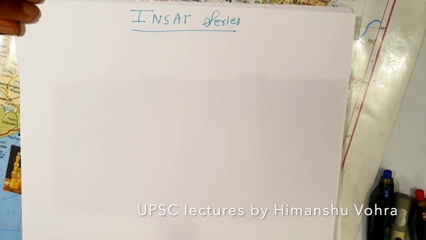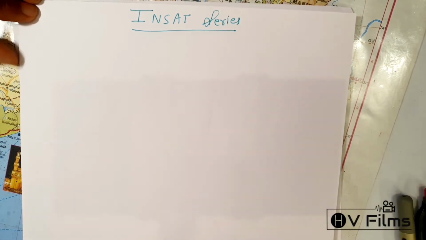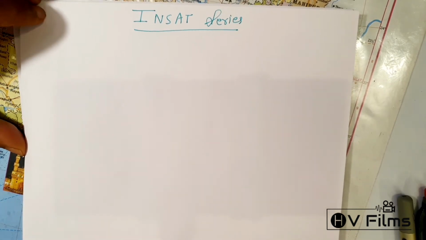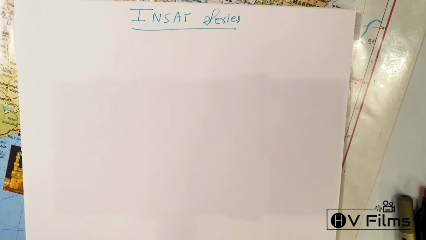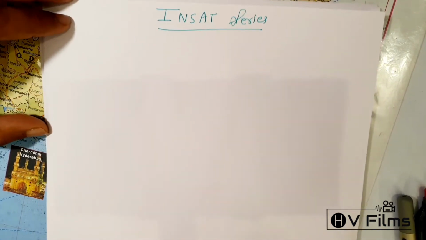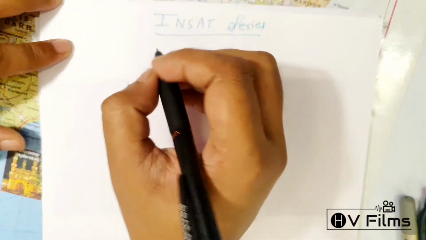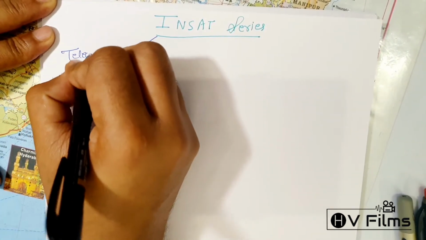The very first one in this is the INSAT series. As we have already discussed about the INSAT series, these are basically the communication satellites, which are launched into the geosynchronous orbit at an altitude of 36,000 kilometers. Now, when we talk about the application of this satellite, the INSAT satellites are used mainly for telecommunication. So let me write it here. So yes, it is used for telecommunication.